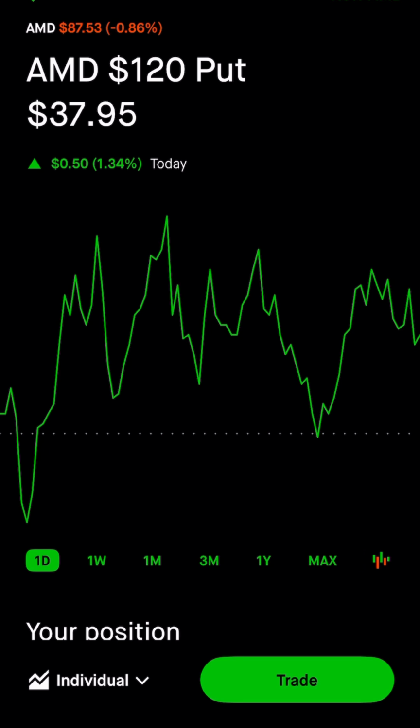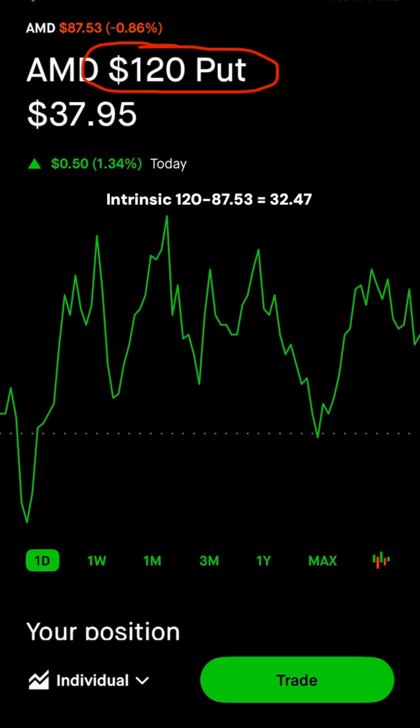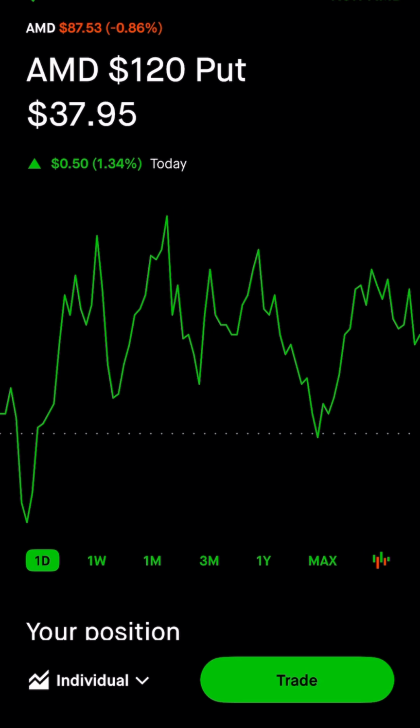This is simply done. You simply need to calculate the intrinsic value, which to do that, you take the original options contract price, which in this example is $120, and you subtract that from the current stock price, which is $87.53. 120 minus $87.53 gives you $32.47. $32.47 is the intrinsic value.